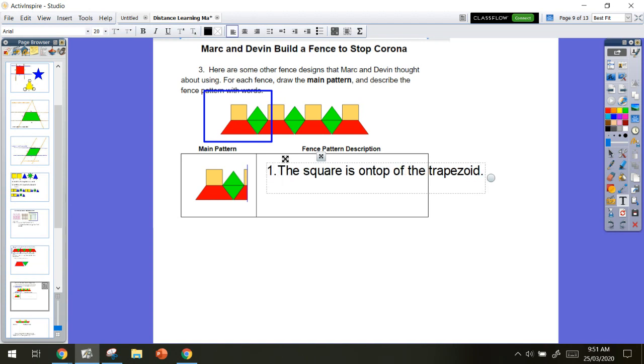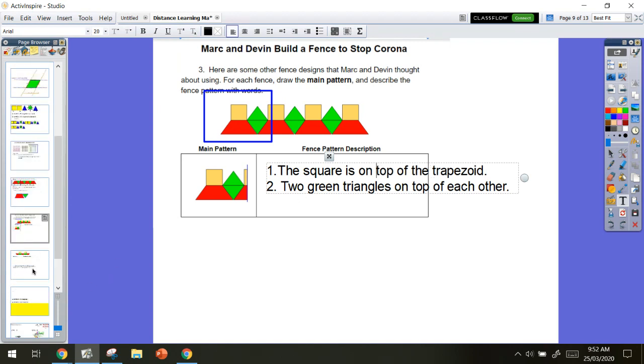The second step is two green triangles on top of each other. Do you agree with that? Yeah. Okay. All right. Oops, on top. Let me put a space there. Okay. All right.